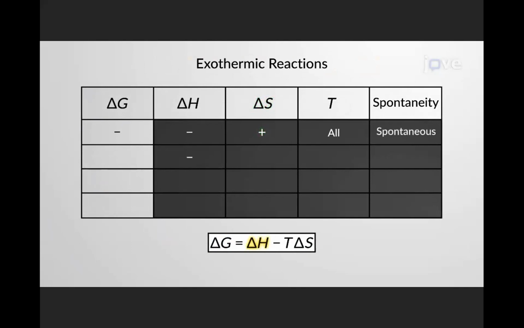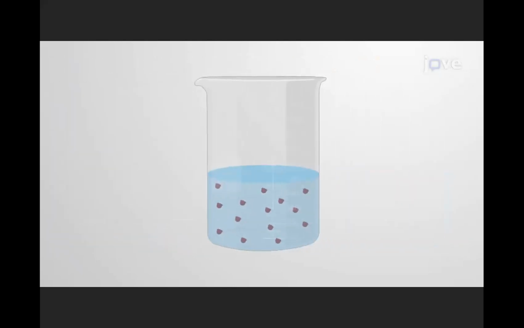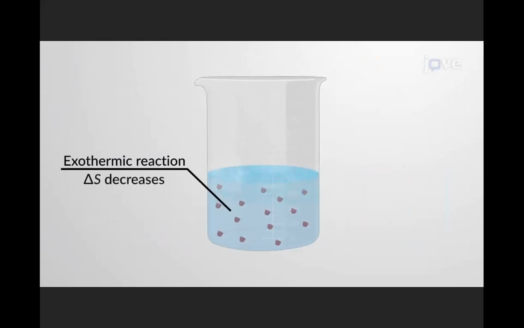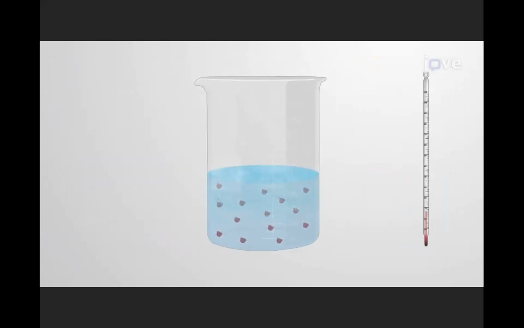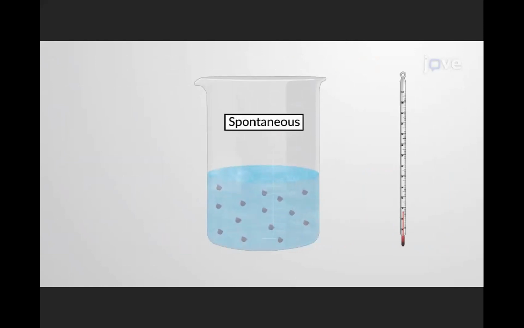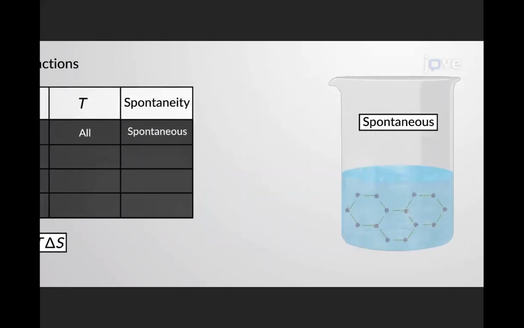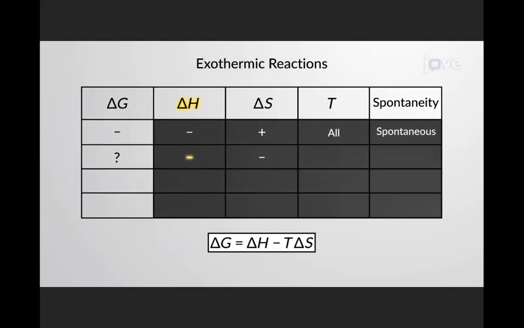If both delta H and delta S are negative, delta G depends on the temperature. Consider the freezing of water into ice, an exothermic reaction where the entropy of the system decreases. At temperatures below the freezing point of water, the water will freeze spontaneously, releasing heat and becoming more ordered. Thus, reactions with negative enthalpy and entropy changes are spontaneous only at low temperatures.